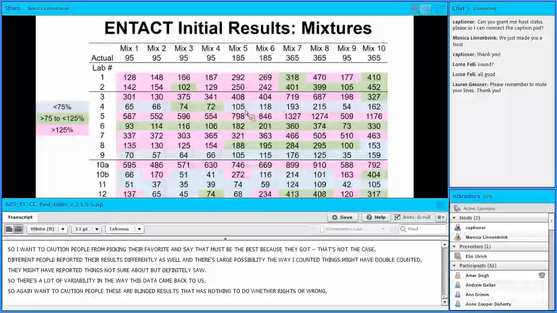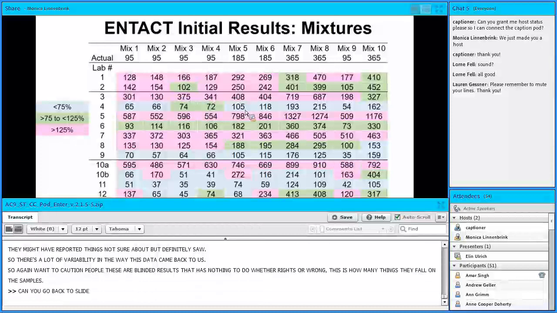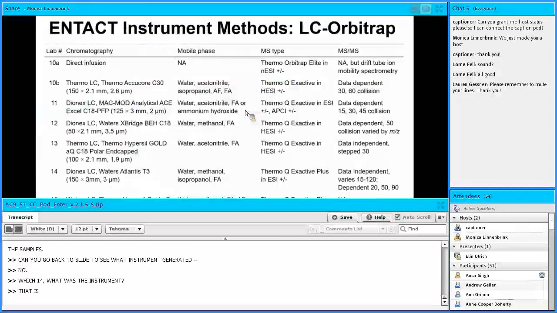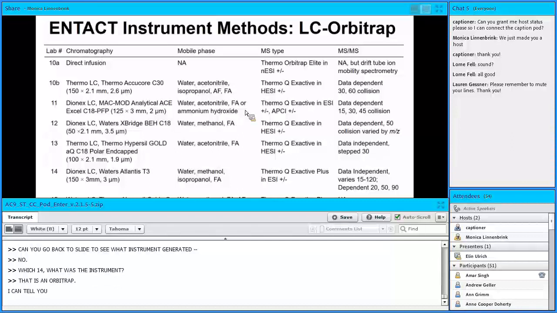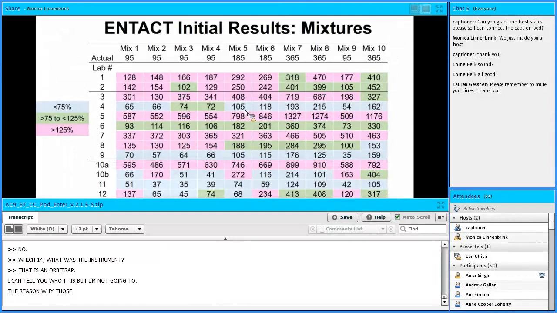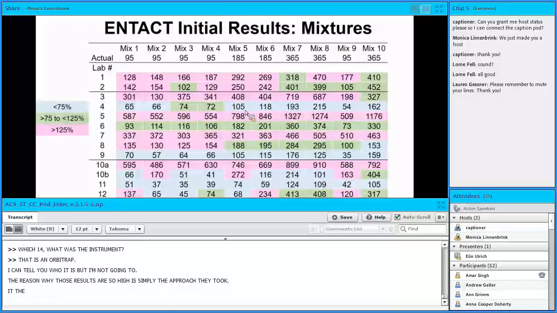Can you go back one slide so we can see what instrument generated number 14? What was the instrument? That is an Orbitrap. I can tell you who it is, but I'm not going to. Yes, so it was an Orbitrap instrument, and I think the reason why those results are so high is simply the approach that they took. And again, it may be a situation where I've double counted things and shouldn't have. So don't read too much into this.